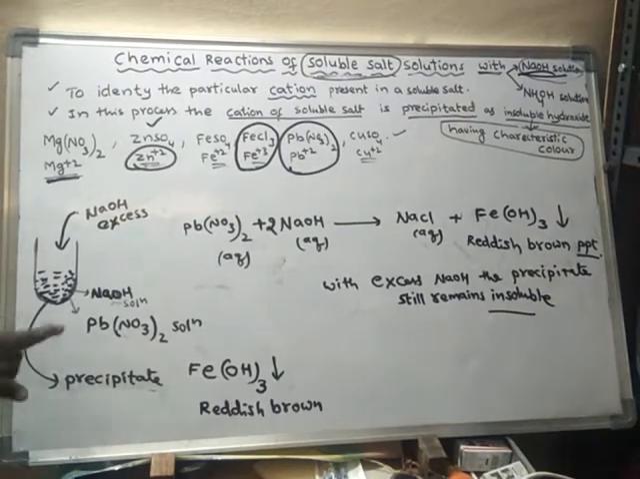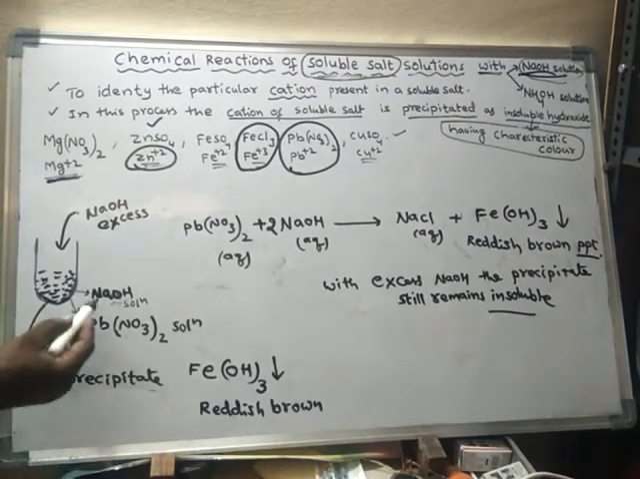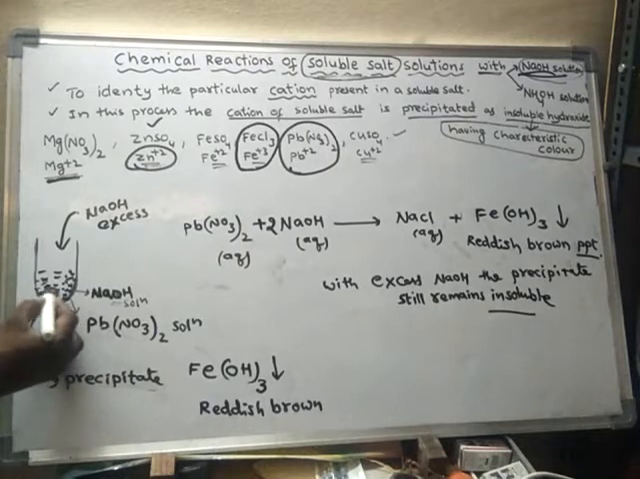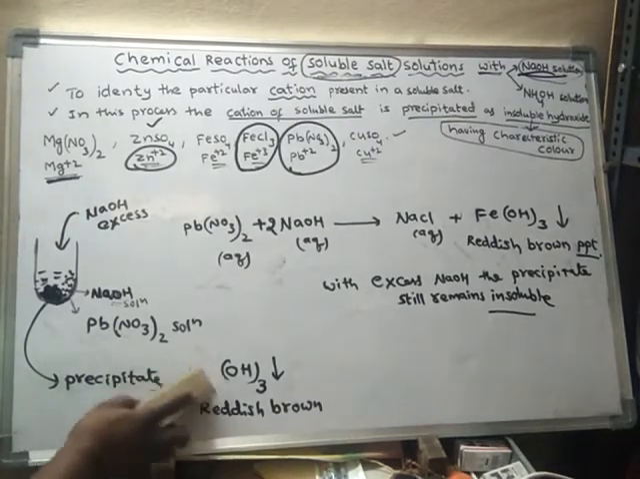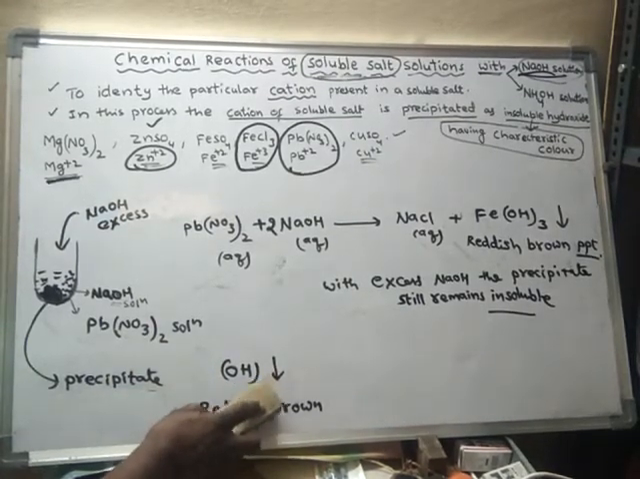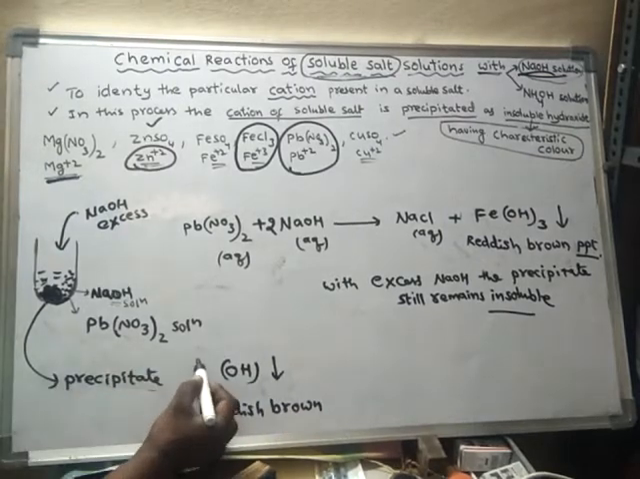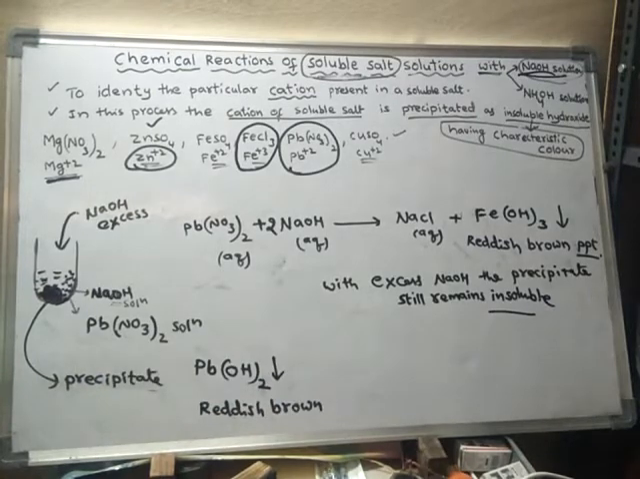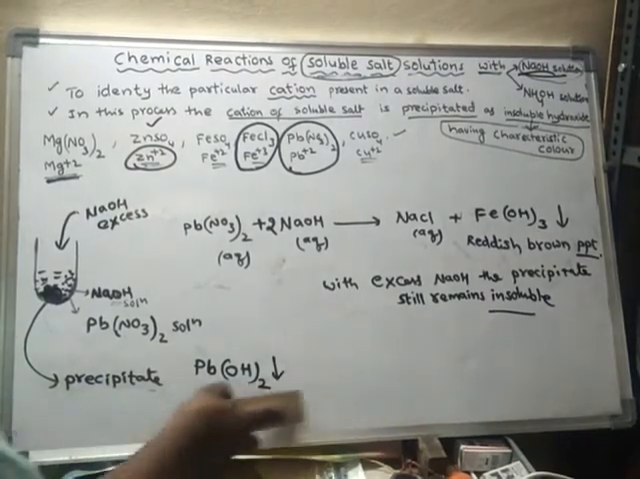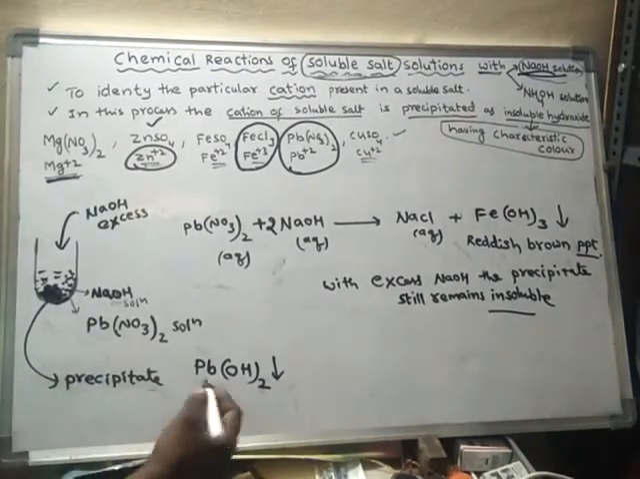Now what happens? Here also these two react with each other to form an insoluble precipitate. So what is the insoluble precipitate? It is lead hydroxide, Pb(OH)2, and the color of this lead hydroxide is a chalky white.